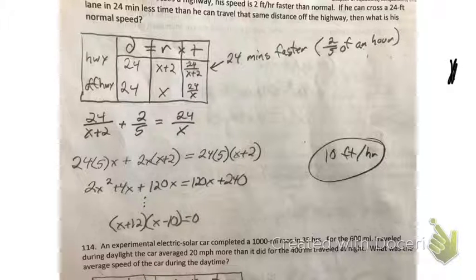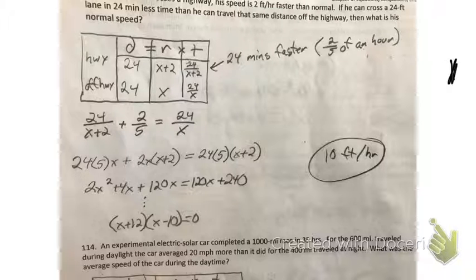All right, so we would have our time is 24 over x plus 2, and this can be 24 over x. Now, if our two times were the same, I could set them equal to each other, and I'd solve for x, and I'd be done. The times are not equal to each other. In fact, it says on the highway it takes them 24 minutes faster, which is actually 2/5 of an hour, because we're talking about feet per hour.